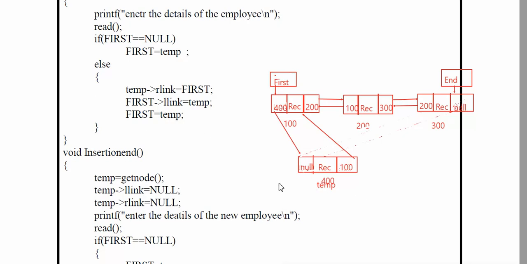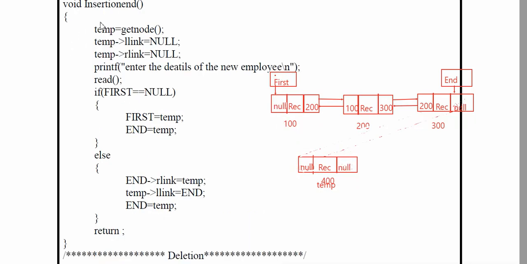So now my first is temp itself. Whatever the previous first node the first pointer was pointing to, now first is equal to temp, that means 400 will be placed at this location. So this 400 will be placed in the first node. This is my first node now, so that address will be returned. So insertion of the new node is done at the beginning.